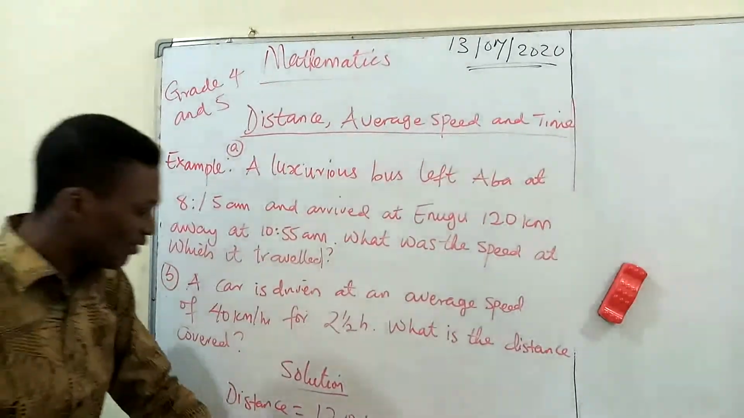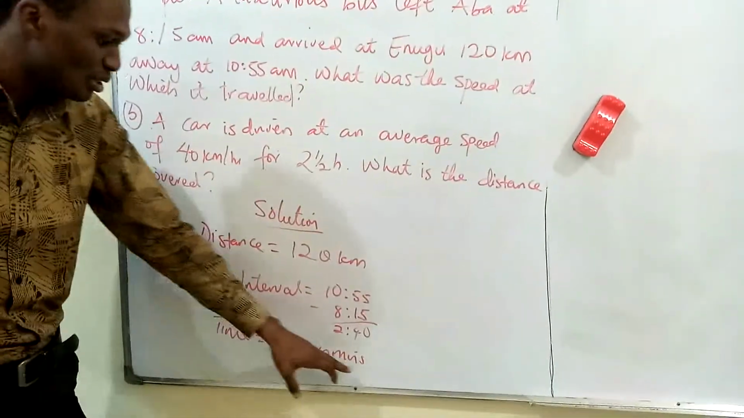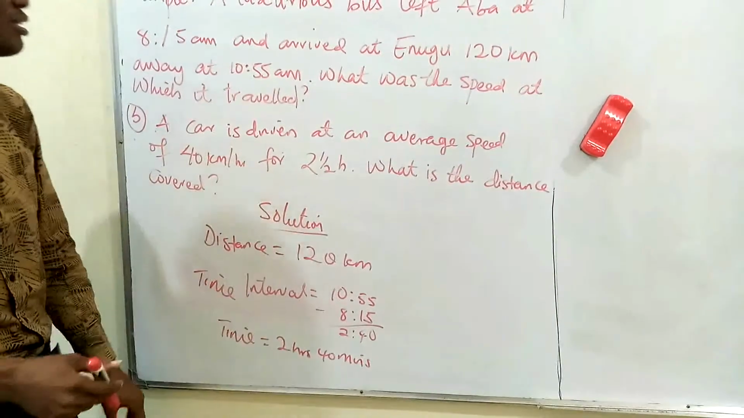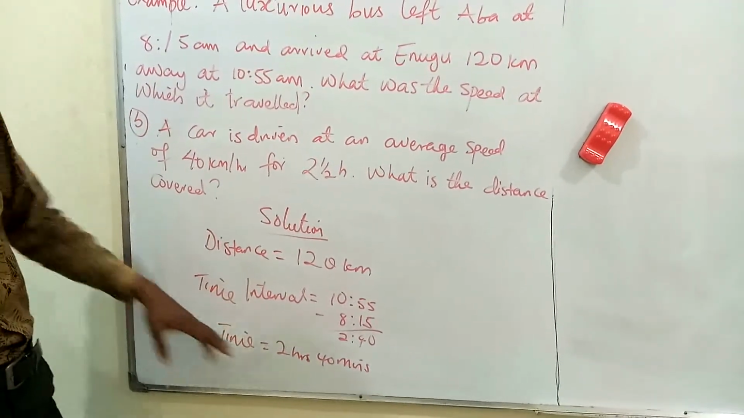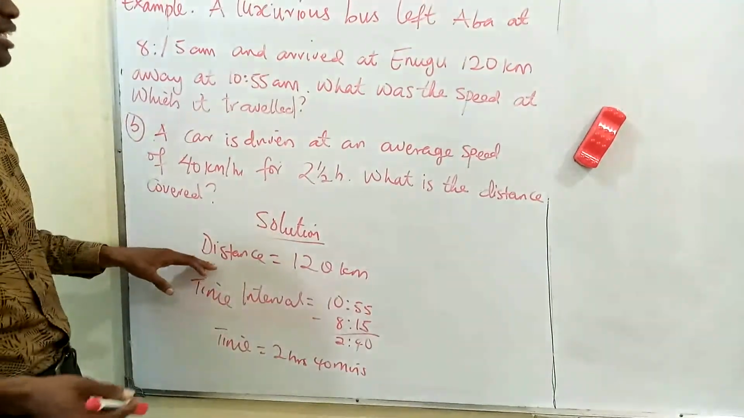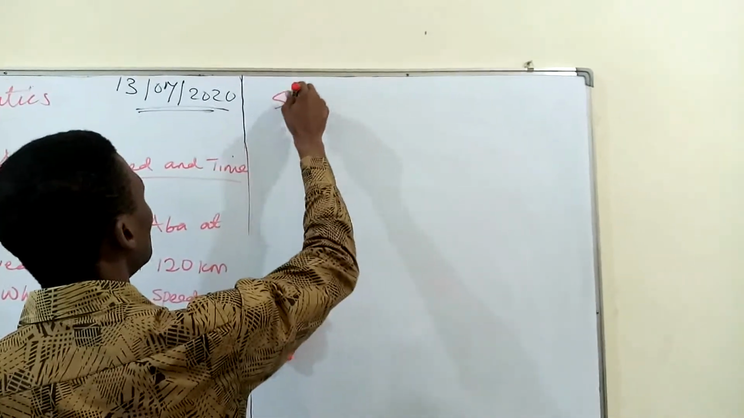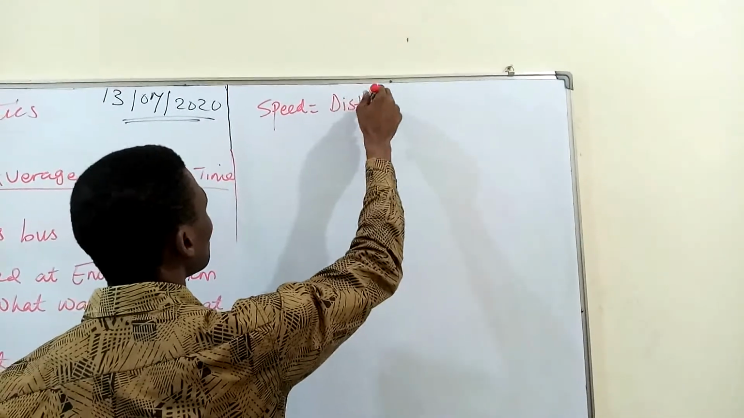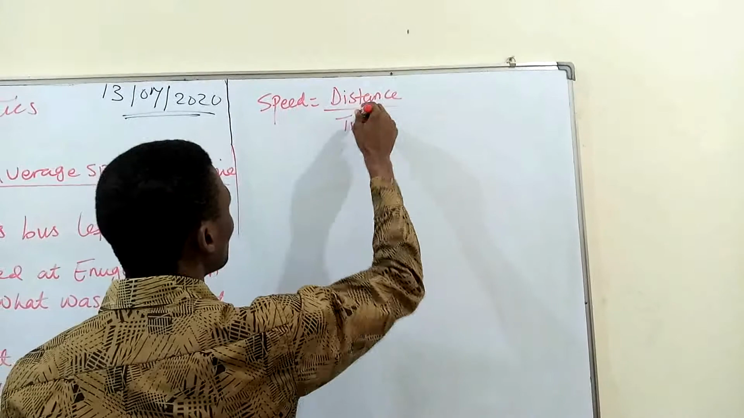So the time interval between 8:15 and 10:55 is 2 hours 40 minutes. So the time it took the bus to get to Enugu is 2 hours 40 minutes. Our distance is 120 kilometers. We have to find the speed. And we say speed is given as distance all over time.